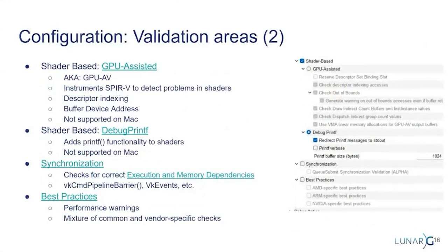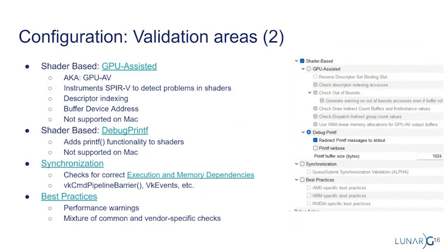The more interesting parts of validation are GPU assisted. So there's GPU AV, which is instrumentation of SPIR-V code to try and catch errors with descriptors or with buffer device addresses. And then there's debug printf, which lets you add printf statements to your own shader code.